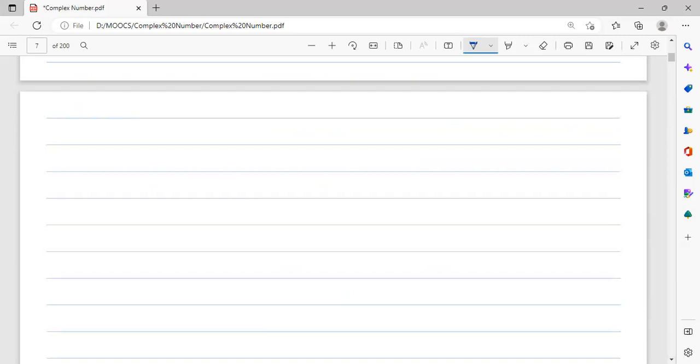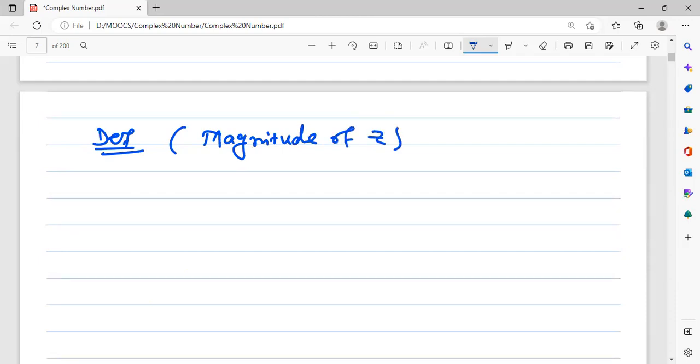Then I will take something else: the magnitude of a complex number. Suppose I have the complex number z equal to x plus iy. Then its magnitude is denoted by mod z. The definition is the square root of x squared plus y squared.